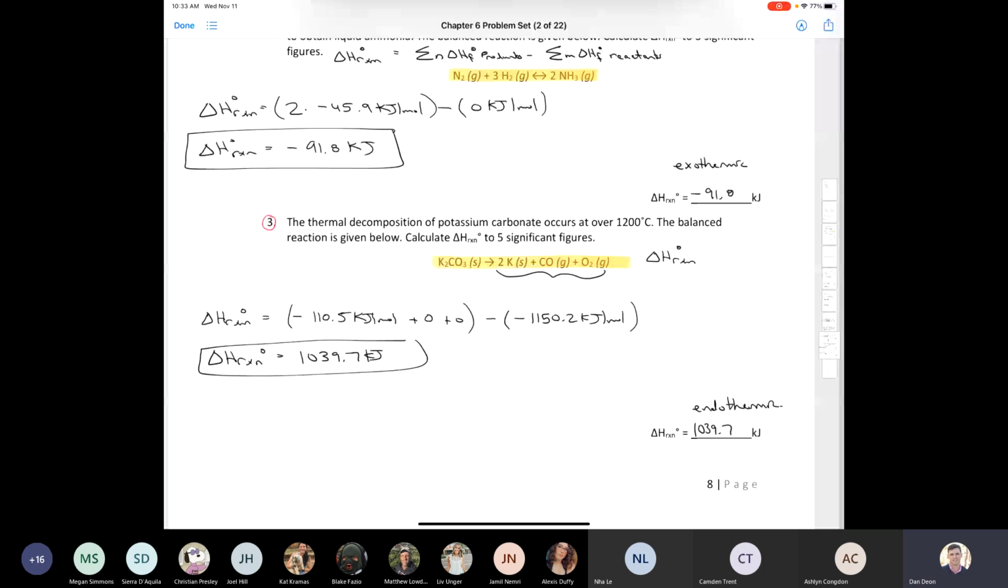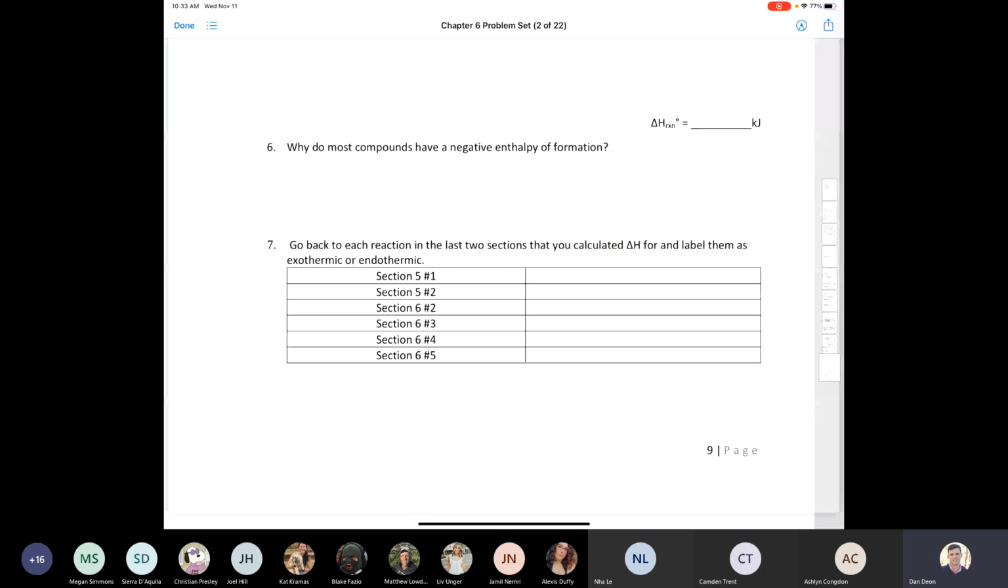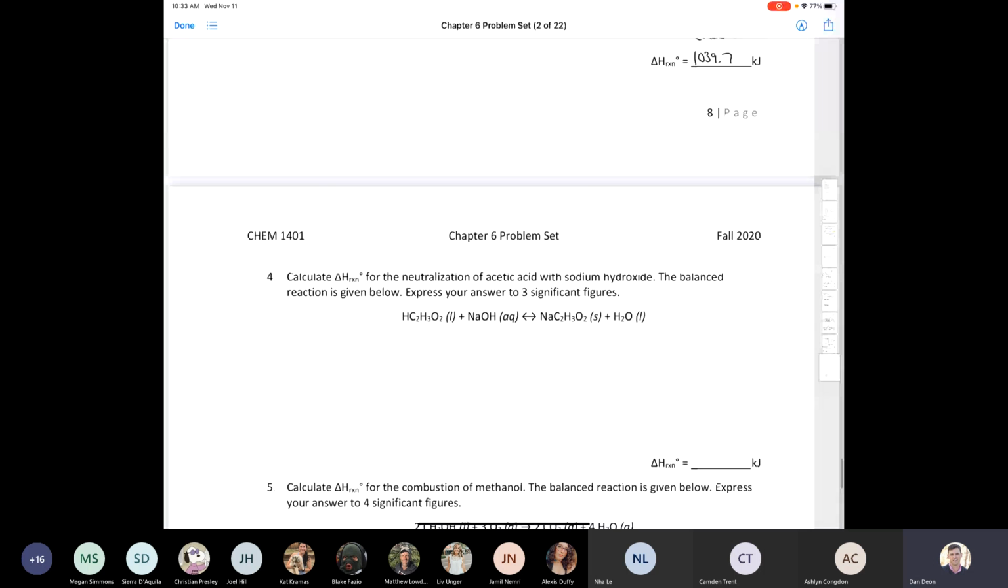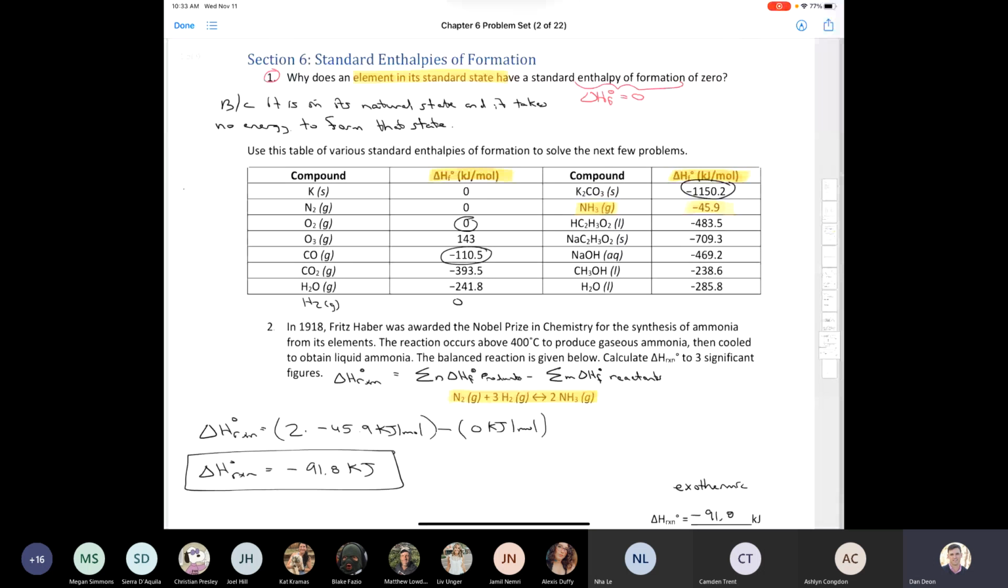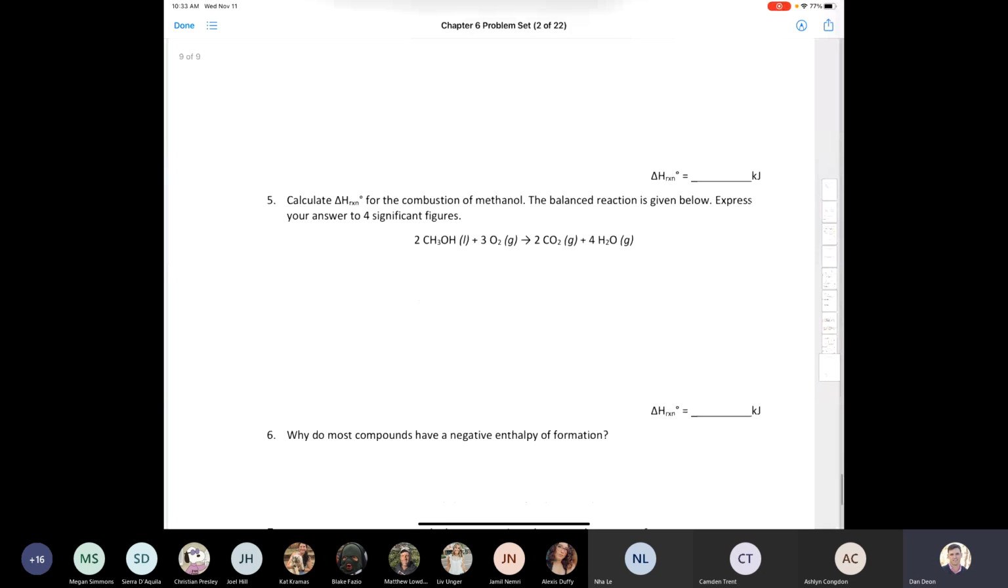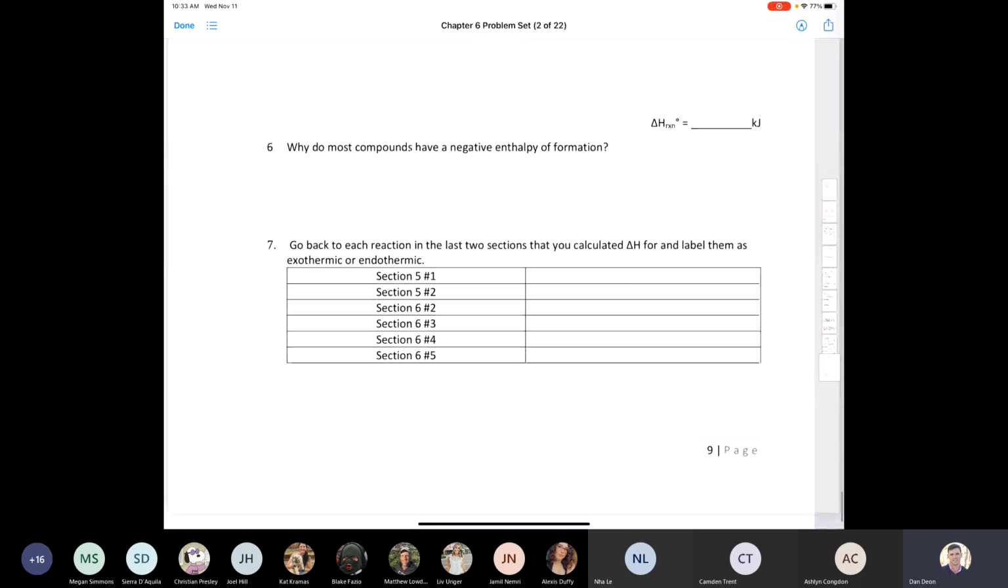All right, there's only one more question I wanted to look at in this problem set, and it's question number 6. Question number 6, it says, why do most compounds have a negative enthalpy of formation? If you go back to this table, you look at most of the compounds, right, you see that their signs are negative, right? We have all negatives here, we have a negative here, except for ozone has a positive, but most are negative. And there's a good reason for that, and it's because heat is released when compounds are formed from their elements in their standard state. The compounds are more stable than the elements.